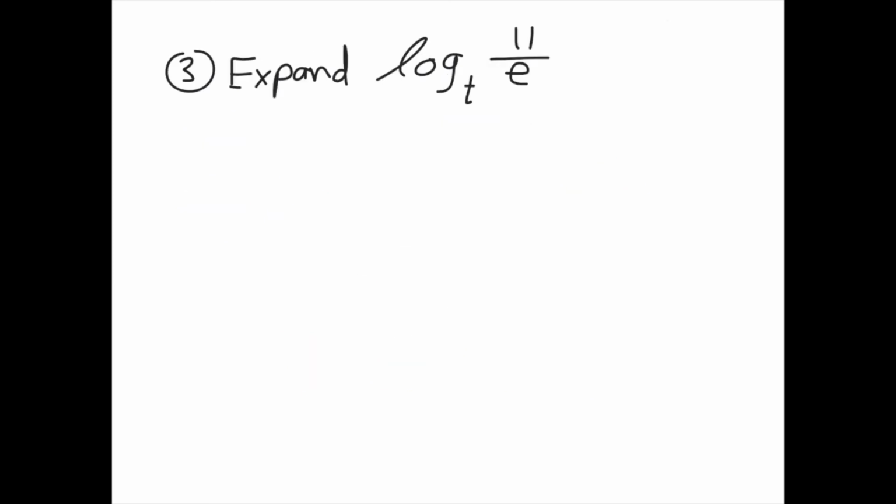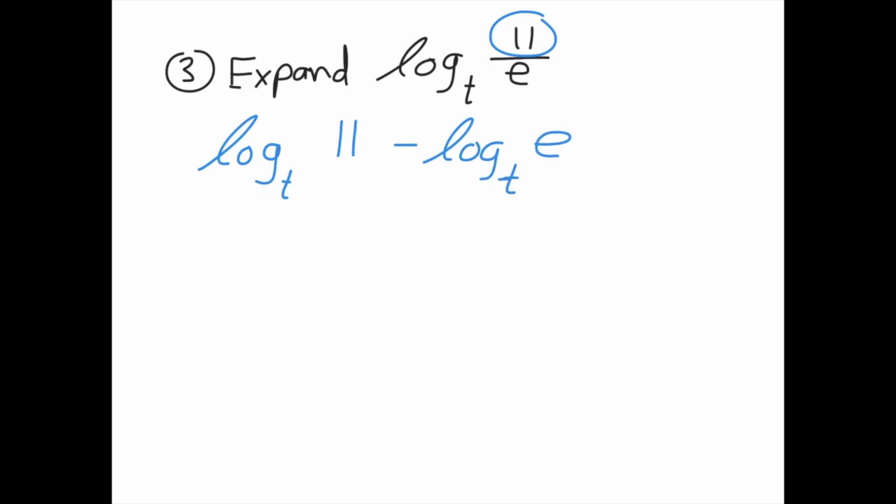In our third example, we're going to expand this log base t. It doesn't really matter that this is log base t instead of log base 10. This will work with any base, as long as the bases are the same on your logs throughout the question. So when we expand this, we'll just get log base t of 11, doing the top value first, minus log base t of e on the bottom.